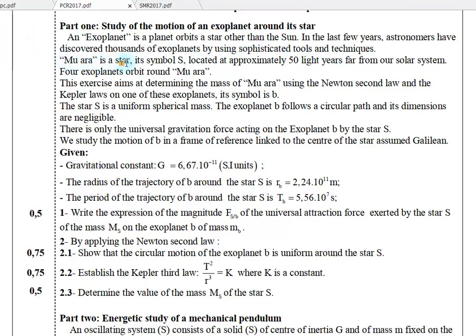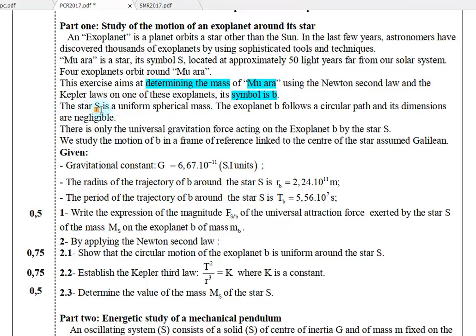Mu'ara is a star, its symbol S, located at approximately 50 light years far from our solar system. 4 exoplanets orbit around Mu'ara. This exercise aims at determining the mass of Mu'ara using the Newton's second law and the Kepler's law on one of these exoplanets. Its symbol is B. We are going to determine its mass using Newton's second law and Kepler's law, as we have seen in the course.